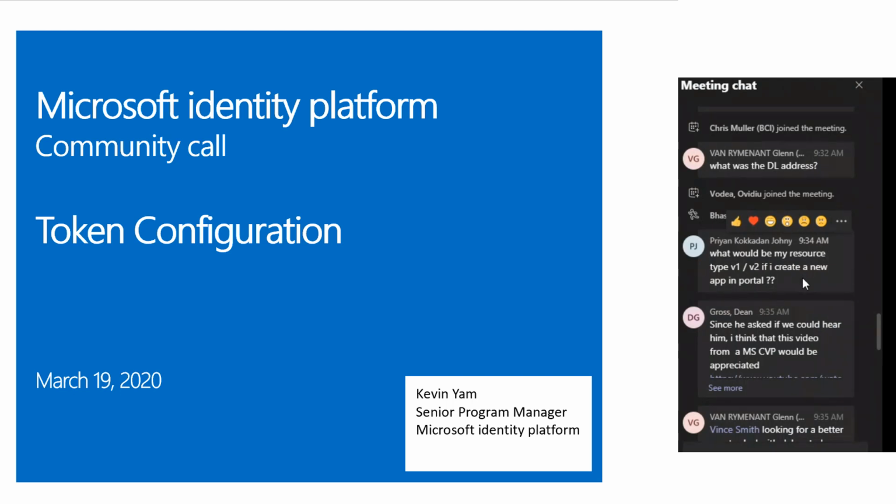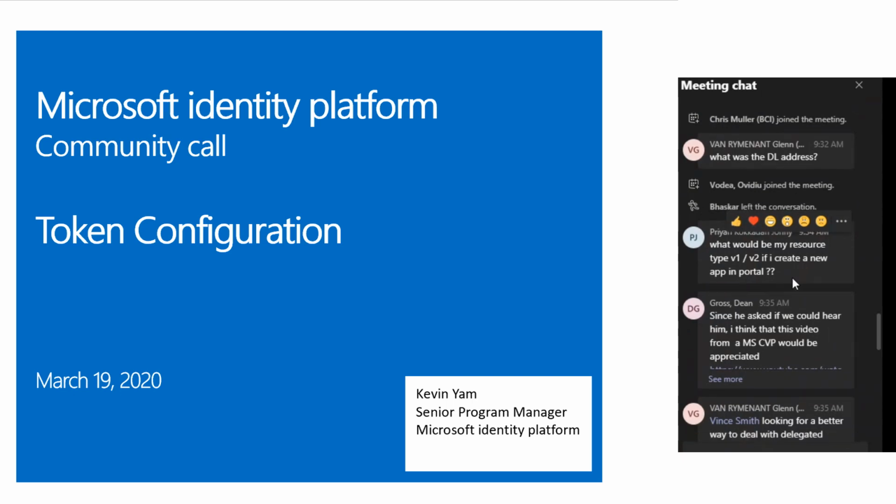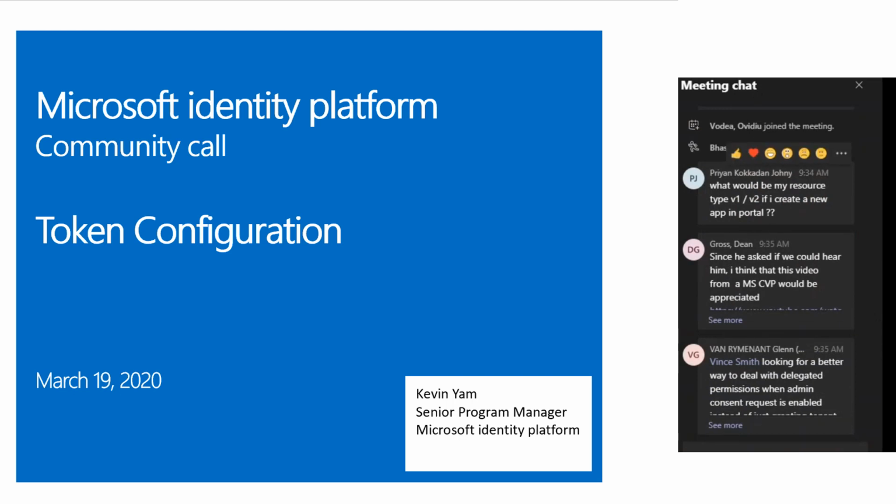So your ID tokens are always going to be v2. For the access tokens used to call your resource, it depends on the resource you're calling. If you're calling Microsoft Graph, it's going to be v1 tokens. So if I were to have my application call Microsoft Graph and then went into the token configuration screen, dynamically we would return a list of claims applicable to your v1 access token.